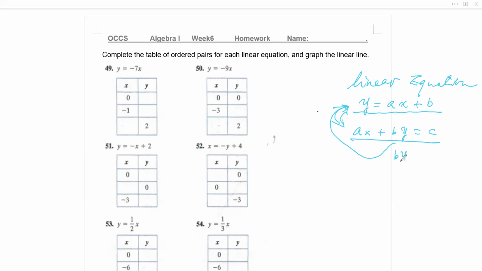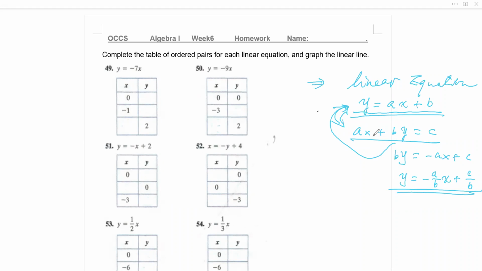So you can say by equals negative ax plus c, right? And divide both sides by b. Actually, it is negative a over b times x plus c over b, right? So it has a similar format, these kinds of formats.